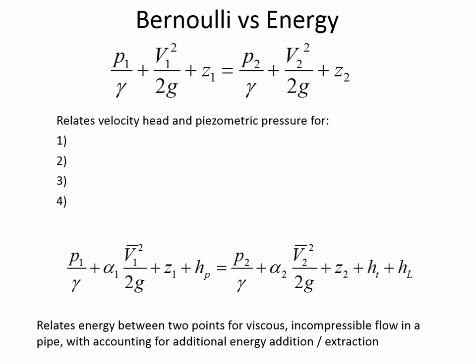Elevation head is the same. Now H sub P is referring to the energy that's added by a pump between 2 points. And by the way, there's something else that's new between the 2 points, and that is, in Bernoulli's equation, it didn't matter if one was upstream or downstream. You know, 1 and 2 were kind of interchangeable because both sides of the equation have the same thing. But now in the energy equation, there's different stuff on the left side compared to the right side.